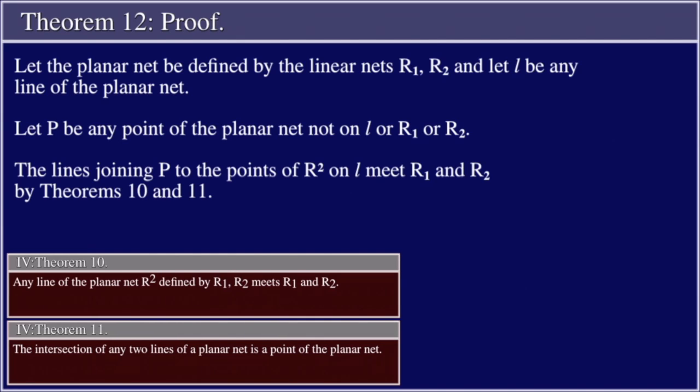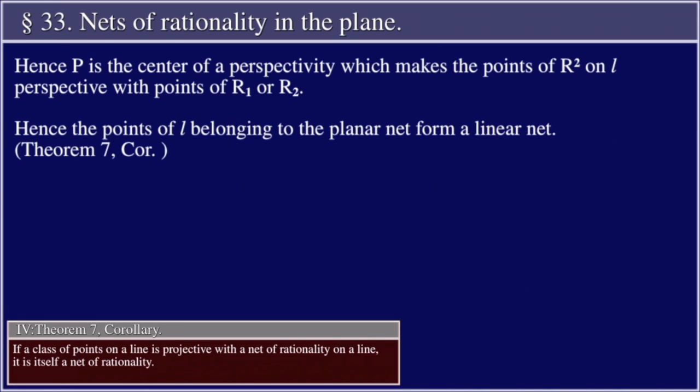The lines joining P to the points of R squared on L meet R1 and R2 by theorems 10 and 11. Hence, P is the center of a perspectivity which makes the points of R squared on L perspective with points of R1 or R2. Hence, the points of L belonging to the planar net form a linear net.